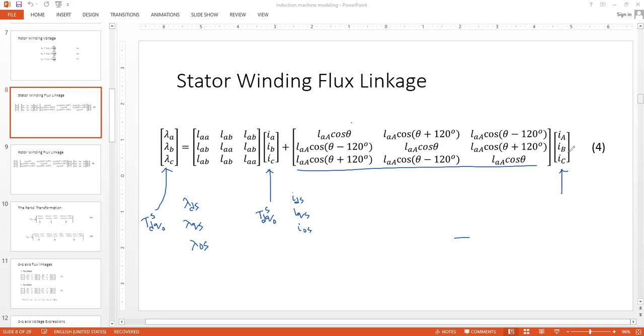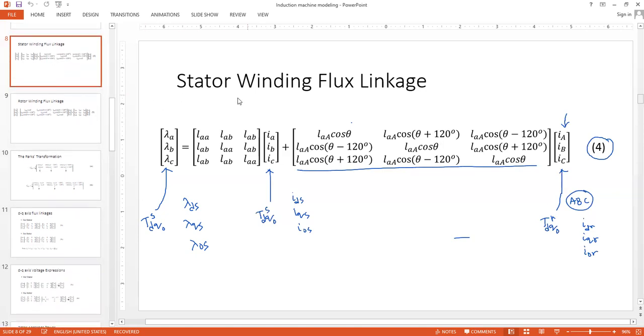What about this? This is an ABC frame, and these are the rotor currents. So to transform it into IDR, IQR, and I0R, we need to use TDQ0R. So these are some of the issues that you have to be careful about while you are going from equation 4 to equation 7a.